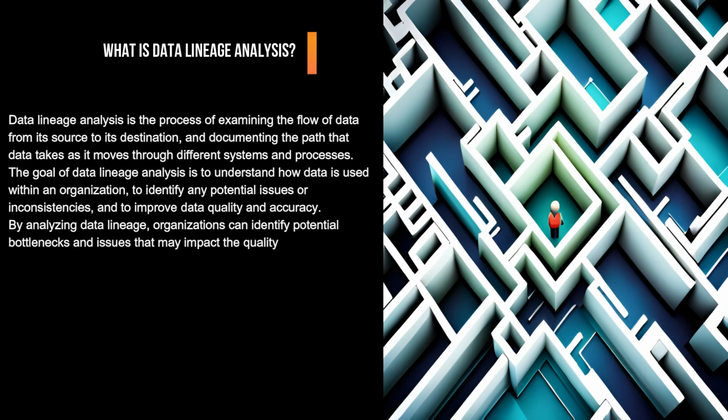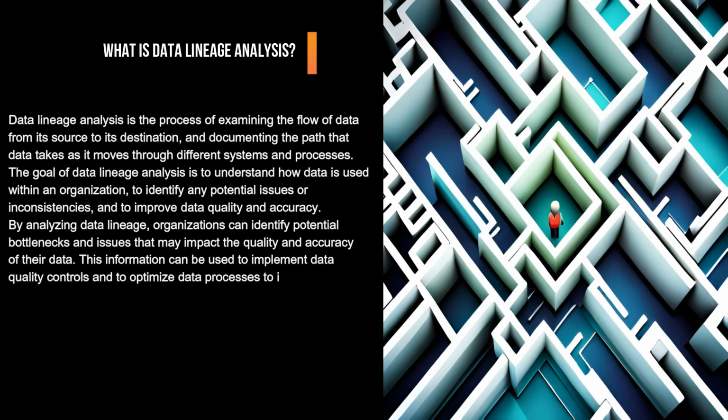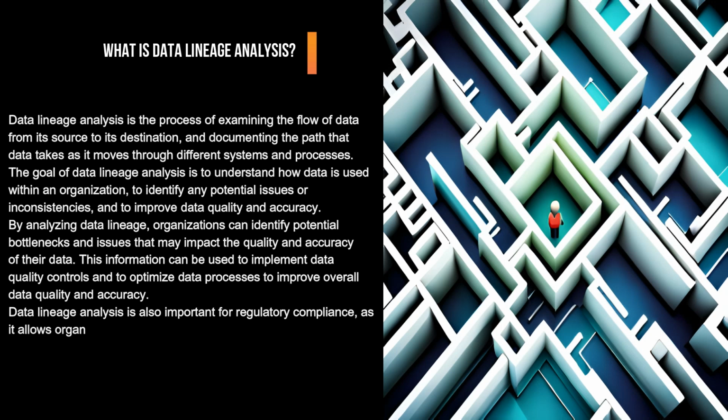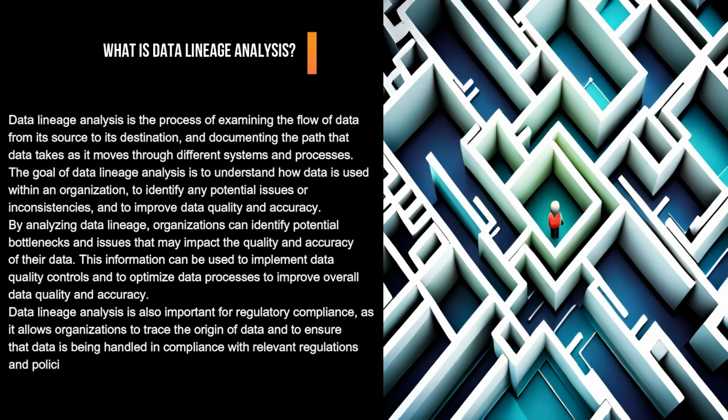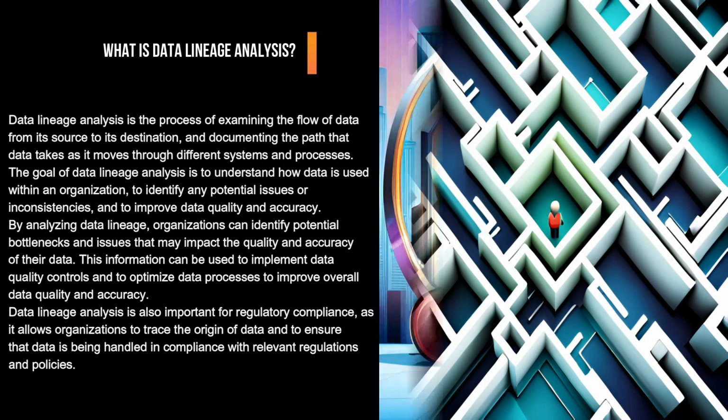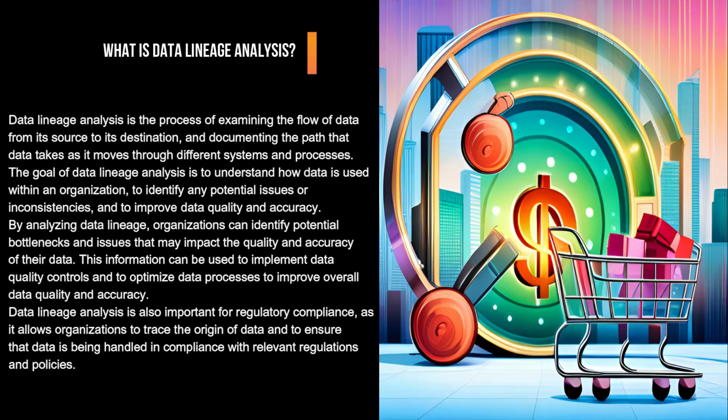By analyzing data lineage, organizations can identify potential bottlenecks and issues that may impact the quality and accuracy of their data. This information can be used to implement data quality controls and to optimize data processes to improve overall data quality and accuracy. Data lineage analysis is also important for regulatory compliance, as it allows organizations to trace the origin of data and to ensure that data is being handled in compliance with relevant regulations and policies.